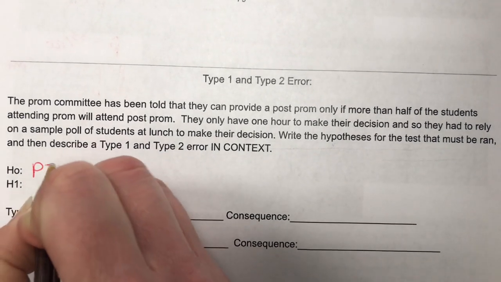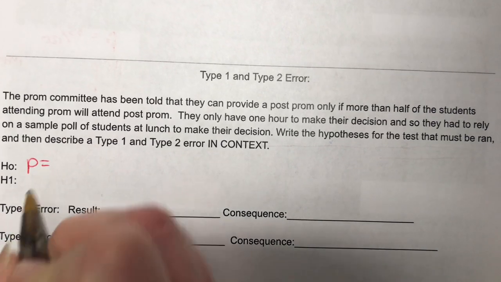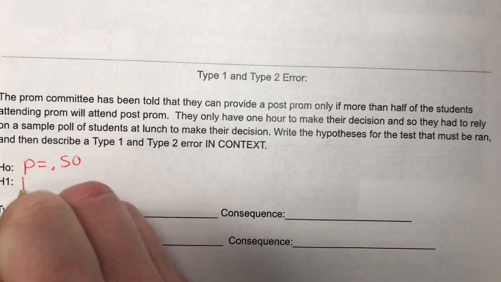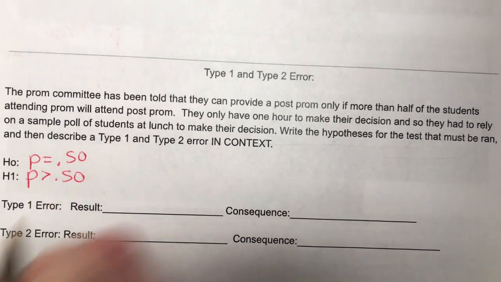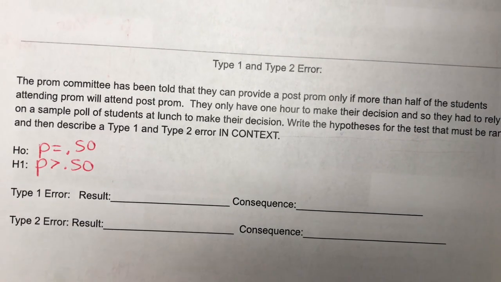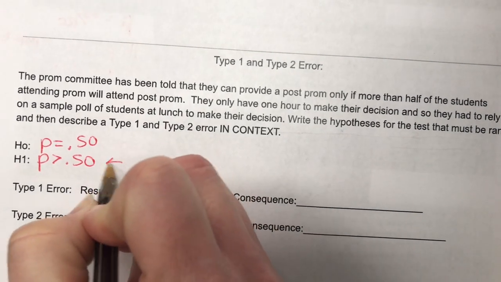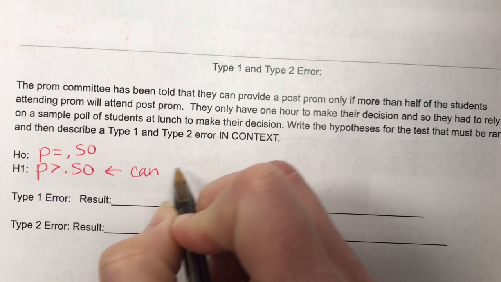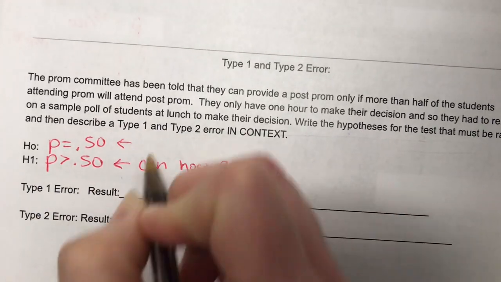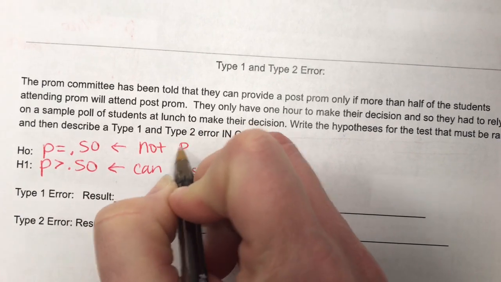So remember, your null hypothesis is always an equals. So we're going to say 50%. We're hoping that we have more than half, so greater than 50%. There's nothing to type in your calculator. We're just going to talk about what an error means. Maybe this would be helpful. If this is true, they can host post-prom. And if this happens to be true, they cannot have post-prom.